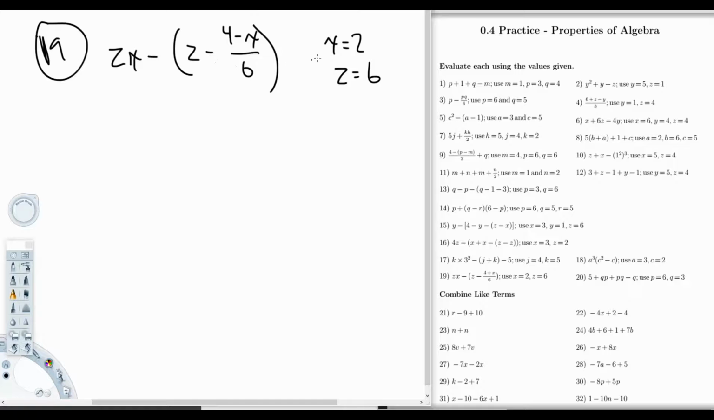All right, first thing we're going to do is replace the letters by numbers, because that's what we do first all the time. When you see two letters stuck together with nothing in between, that's multiplication, just like when you see a number next to a bracketed number. Let's do this. z equals 6, x equals 2, z equals 6, x equals 2. So 6 times (2 minus 6) minus (4 minus 2) over 6.